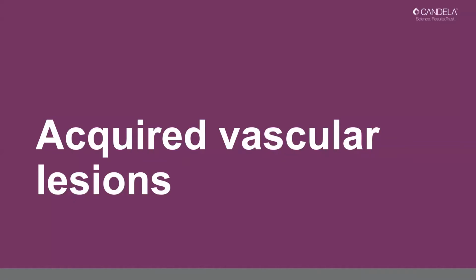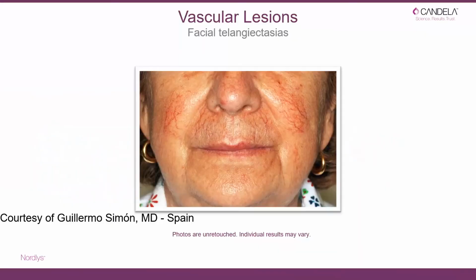Acquired vascular lesions. So we'll have a look at some of these. First of all, probably one of the commonest things that you will see within a clinic will be patients coming in with facial telangiectasia. These can vary in size. Typically, you see them more on the cheeks, on the nose, and maybe on the top lip. Those are the commonest areas you see these.